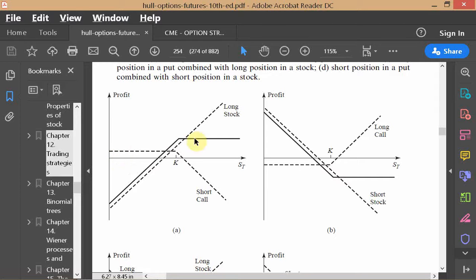So if you sell a call at the same price at which you're long, what will happen? Let's say you're long stock at 100, and at expiration one scenario is the market price is 150. On the long stock you have made $50, but on the short call you have lost $50 in terms of payoff, not in terms of profit.